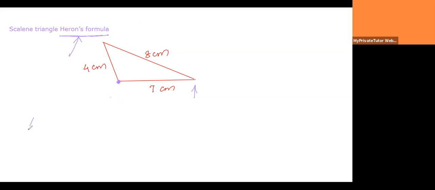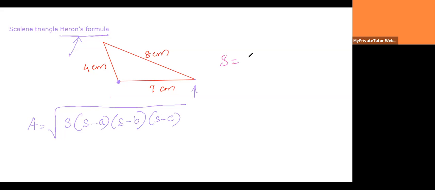So A equals area equals the square root of, just follow this, S into S minus A, S minus B, and times S minus C. So you might have a question, what is S? S is nothing but half of perimeter. So let me know, guys, if it is confusing.